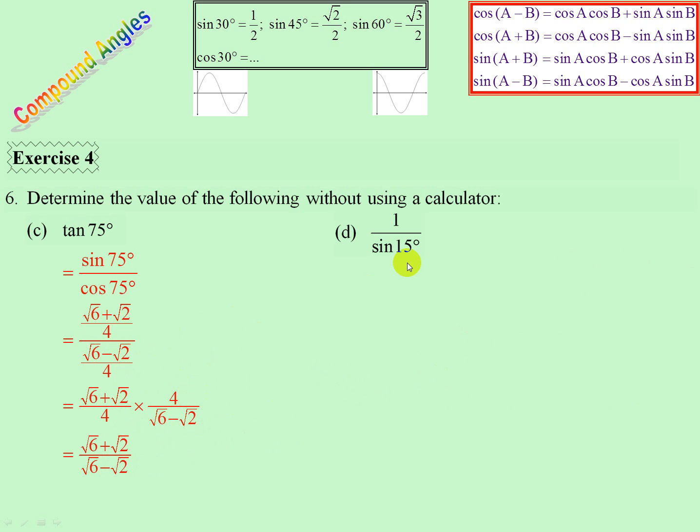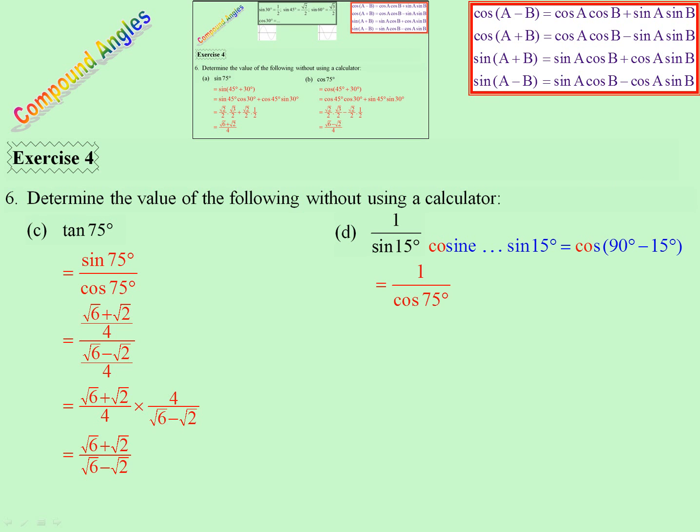Sine of 15. You could go through the process. That's 45 minus 30. You could go that way, or you could be observant. Think cosine. Sine of 15 is cos of 90 minus 15, which is cos of 75. We've already found that.